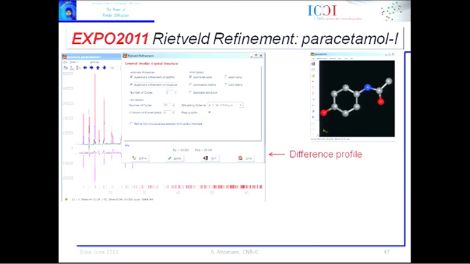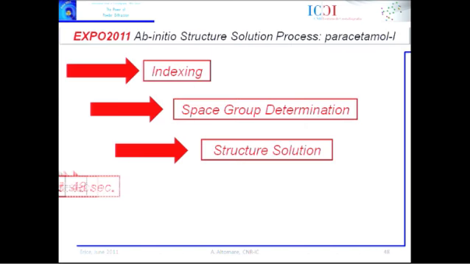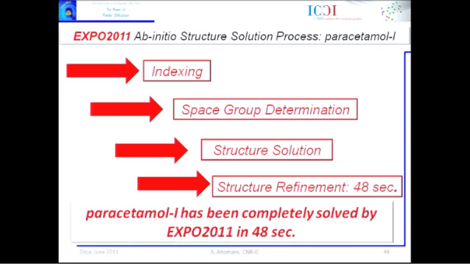We see that it is possible to automatically refine the model, both the model and the profile. If we attempt the preliminary automatic refinement for our paracetamol structure, the RP profile reliability value becomes about 5, starting from about 10. So at this point we can say that the ab initio solution process by EXPO 2011 for the paracetamol structure has been successfully completed in 48 seconds. I will show this, of course.